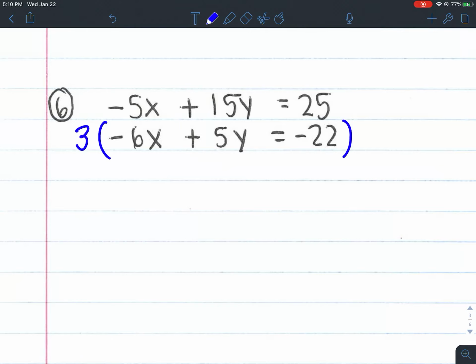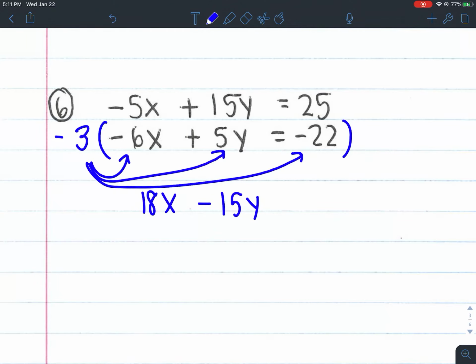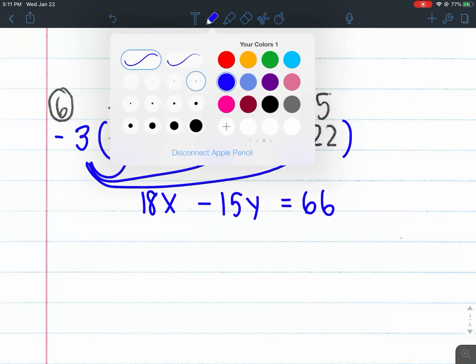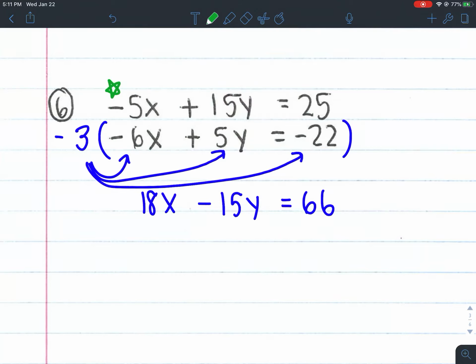But both of these signs are positive, so they're not going to cancel each other. So if I have a positive 15 up here, I need a negative 15 down here. So 5 times what is going to give me negative 15? I'm going to need to multiply by negative 3. So negative 3 times negative 6x is positive 18x. Negative 3 times 5y is negative 15y. And then negative 3 times negative 22 is positive 66.